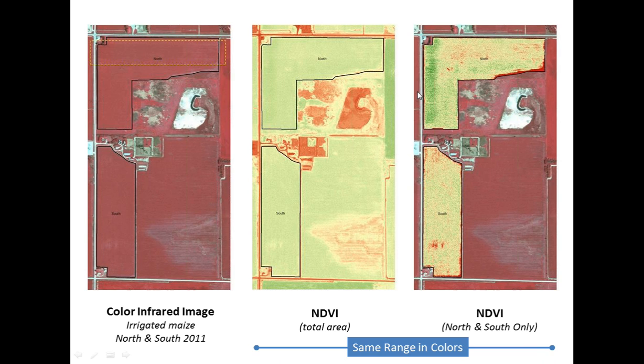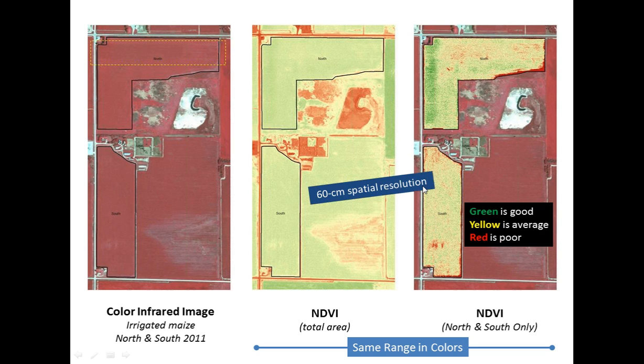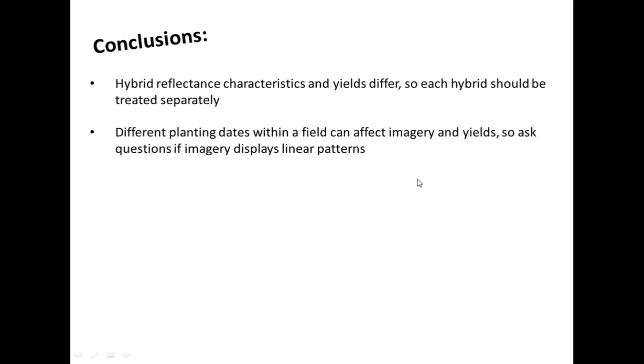And again, it comes down to the fact that we're only dealing with 3 colors here. Green is good, yellow is average, red is poor. And yet, what we've got is 60 centimeter resolution. A couple more conclusions, and then we'll be done.